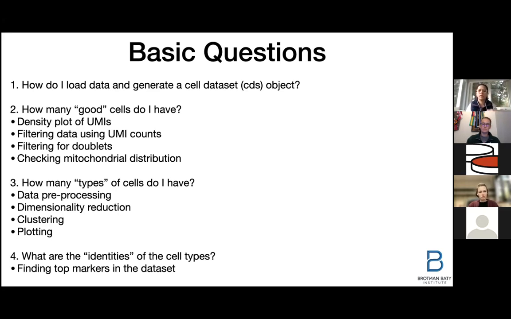So whether you're working with whole cells or you're working with nuclei, it depends on whether you should even look at the mitochondrial distribution or not. So all of these questions are what we'll be addressing in today's session. And how many types of cells do I have? So we pre-process it, we reduce its dimension, we do all of the clustering, and then we see how many types of cells you have in the different clusters based on the expression. And then we find the identities of the cells, which are basically the top markers.